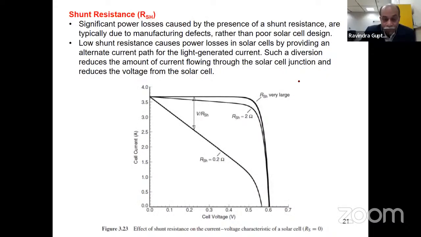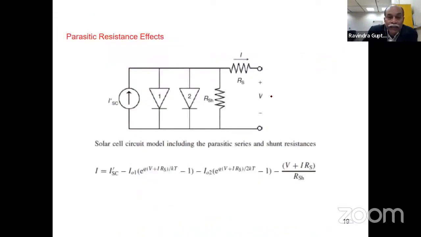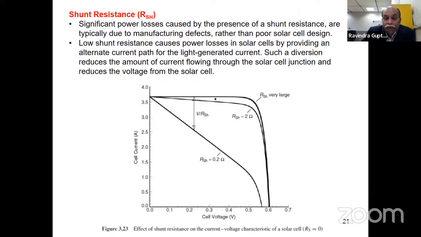Okay, now working. And then we have the shunt resistance. Here you can see this is the shunt resistance. It should be as high as possible. If it is low, the current will pass through that low resistance. So it should be as high as possible. It should be infinity actually.